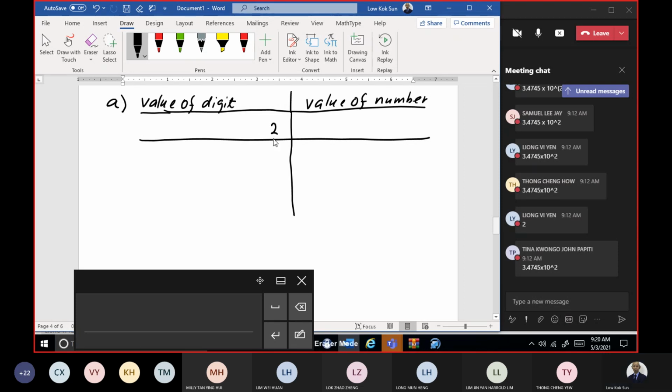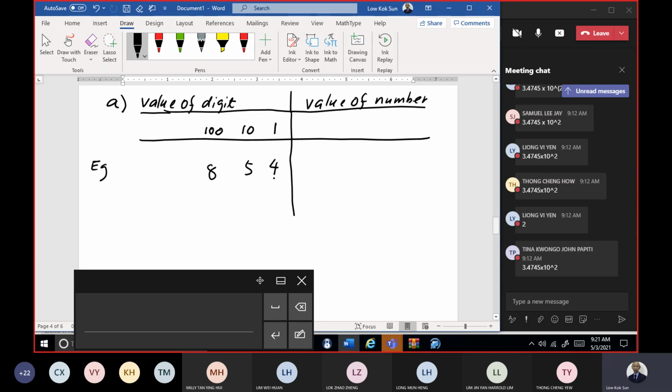Let's say the value is 1, 10, 100. Can you guess what I am going to write down? The first digit from the right has a value of 1. Now, for example, here I'm going to put down 4, and 5, and 8. Now, this is the value of the digit.